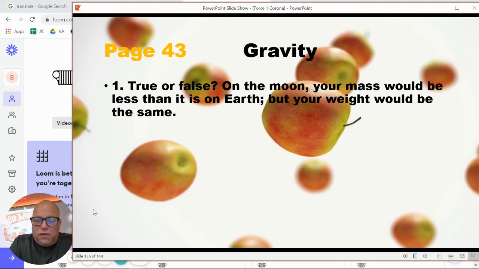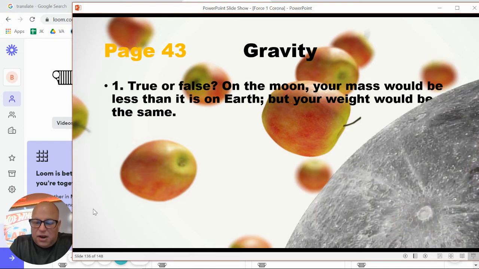So for number one, true or false? On the moon, your mass would be less than it is on Earth. So here you go. If you go on a trip to the moon, would you lose weight or gain weight? You're going to definitely lose weight. So this is going to be false. This is going to be the answer for number one.